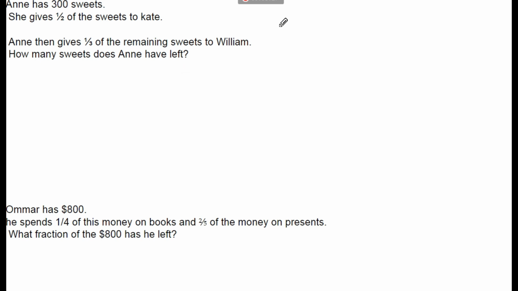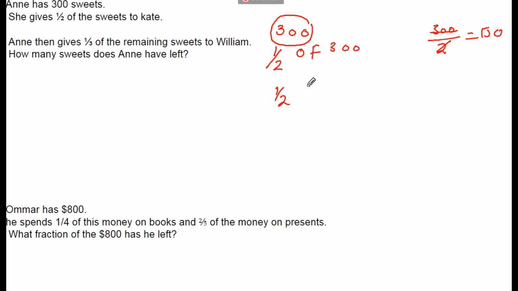How many sweets does she have? 300, right? Okay, she gives half of the sweets to Kate. Now half, that is 1 by 2 of the sweets, means what we can do. Now you already know that half of any number is very easy. You can simply divide it by 2, right? So it will be equal to 150. And in the same way, 1 by 2 of 300 means you need to divide these numbers, that is 150. So 150 sweets she has given to Kate. Now Kate has 150 sweets, right?